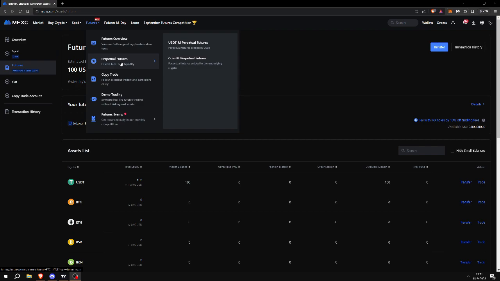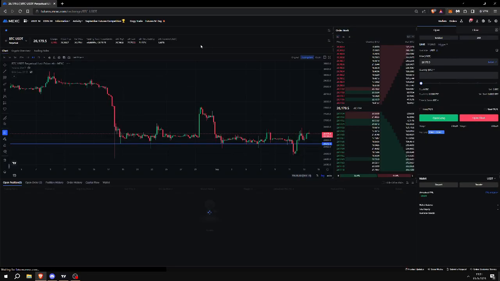With CoinM, you can use your crypto like Bitcoin or ETH to trade, but when you win, you get Bitcoin or ETH, and when you lose, you lose Bitcoin or ETH. We're just going to stick to USDTM because it has a lot more trading pairs, and it just keeps things simple. This brings us to our trading page.